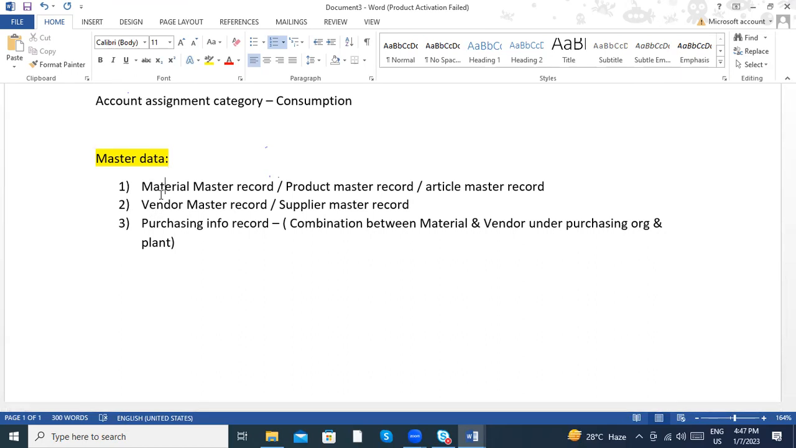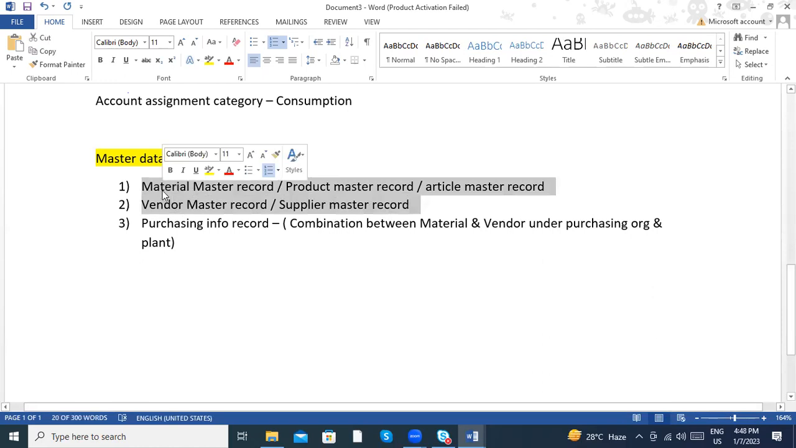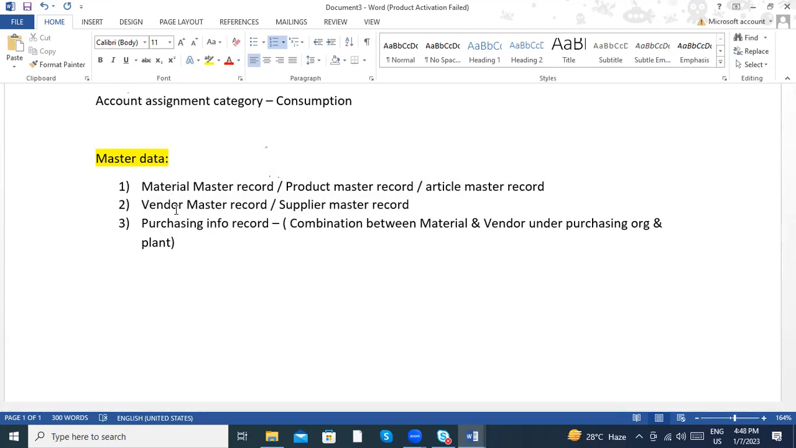Suppose vegetables are there. If I go to the vegetable market, hundreds of dealers and hundreds of suppliers are there. So who is my best vendor? Who is my regular vendor? So here what we'll do is, for each and every material from each and every vendor, we maintain a purchase info record. That means for the material and vendor combination, we maintain the info record.